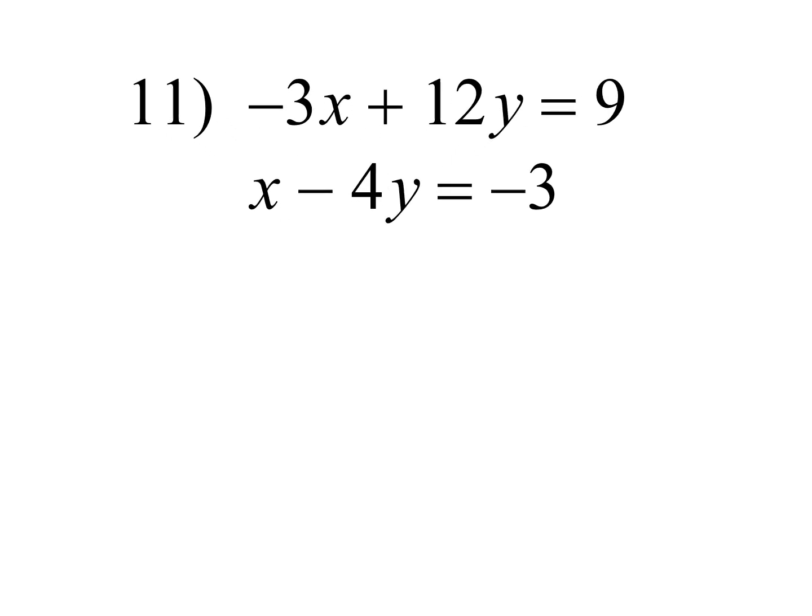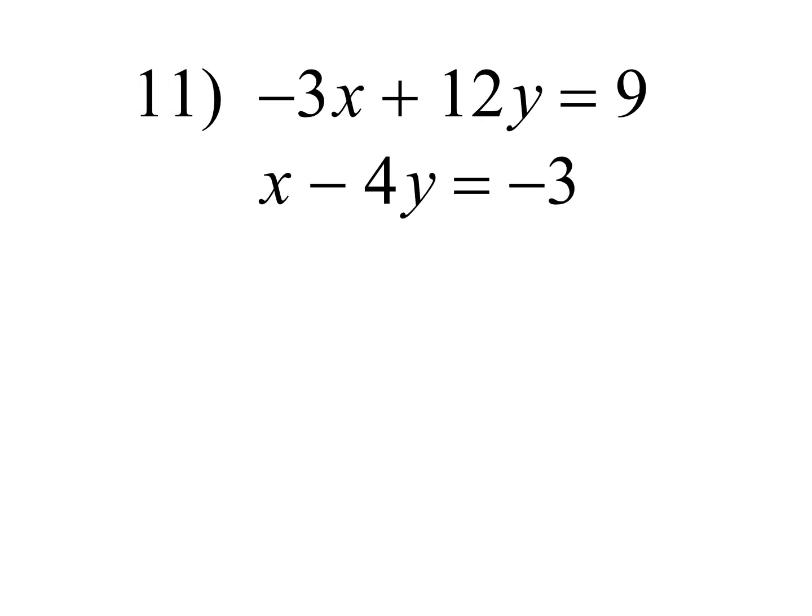So again, we want to solve with substitution. It told us to solve with substitution. So what do we want to make it, x equals or y equals, and in which equation? The second. We already have an x with no coefficient in front. It's just an x, so that's the one we want to solve for. So we want to add 4y to the other side. So x is equal to 4y minus 3.